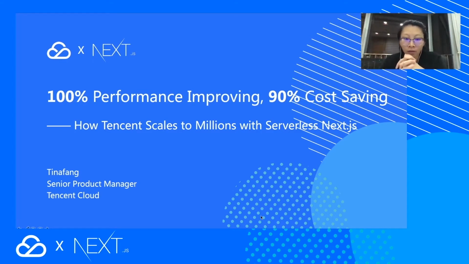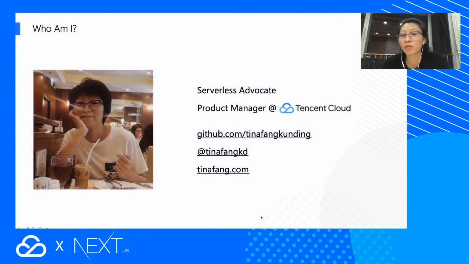Today's topic is about how Tencent scales to millions with serverless Next.js and achieves 100% performance improvement and also 90% cost saving.